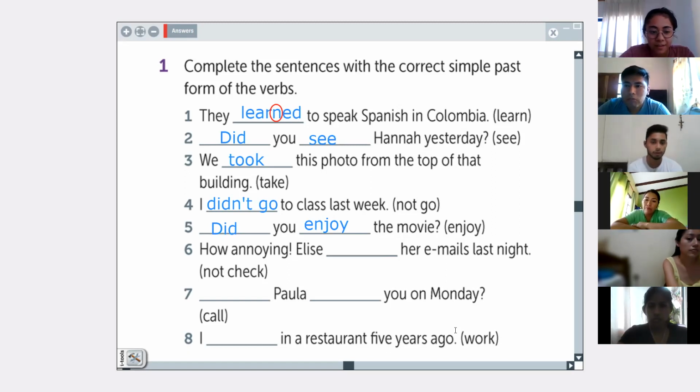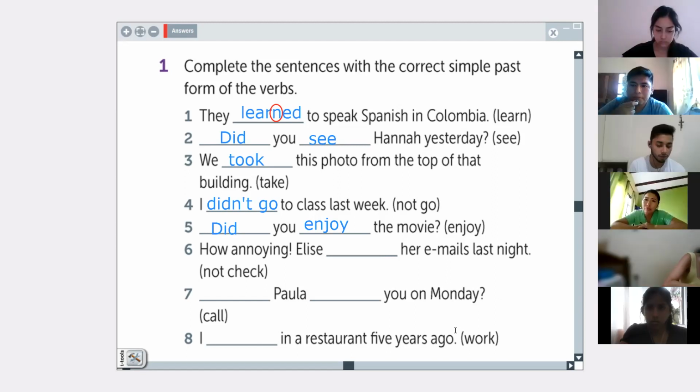Let's go with Fabiola, number 6. How annoying. ¿Así se dice eso? Ok, la fuerza de voz en la O. Annoying. How annoying. Elise wasn't check her emails last night. Ok. So, el verbo acá, ¿cuál sería, Fabiola? El verbo to be. Ok, no. El verbo que tenemos en el paréntesis es check.